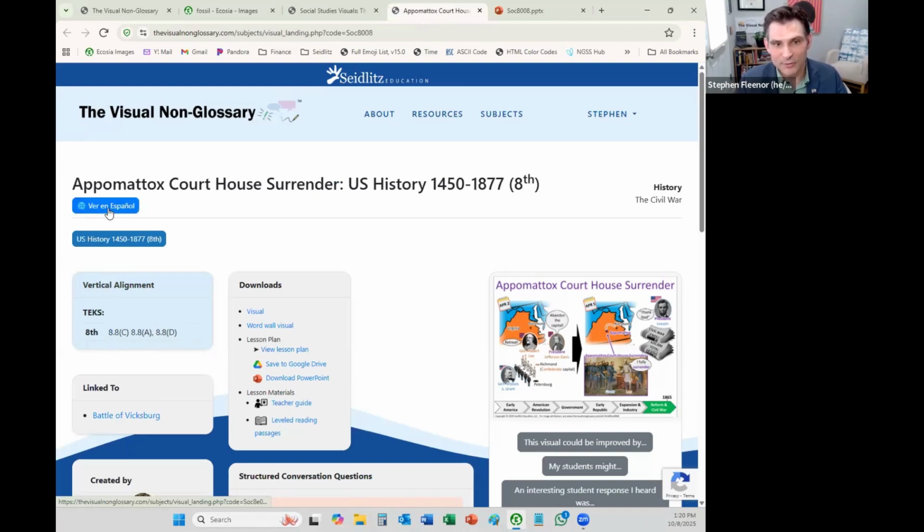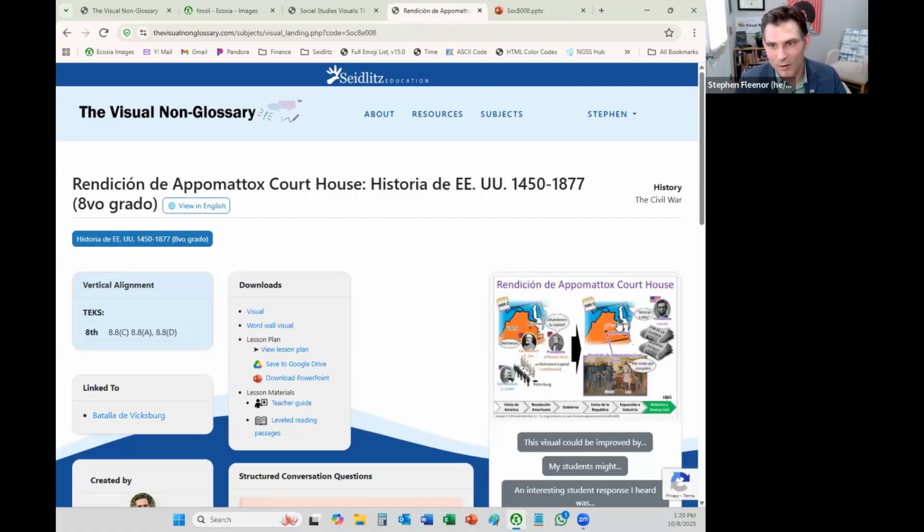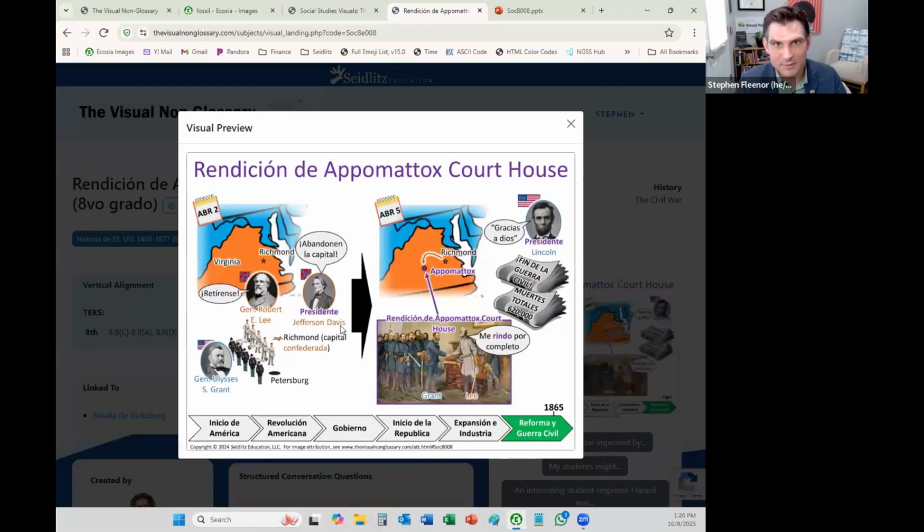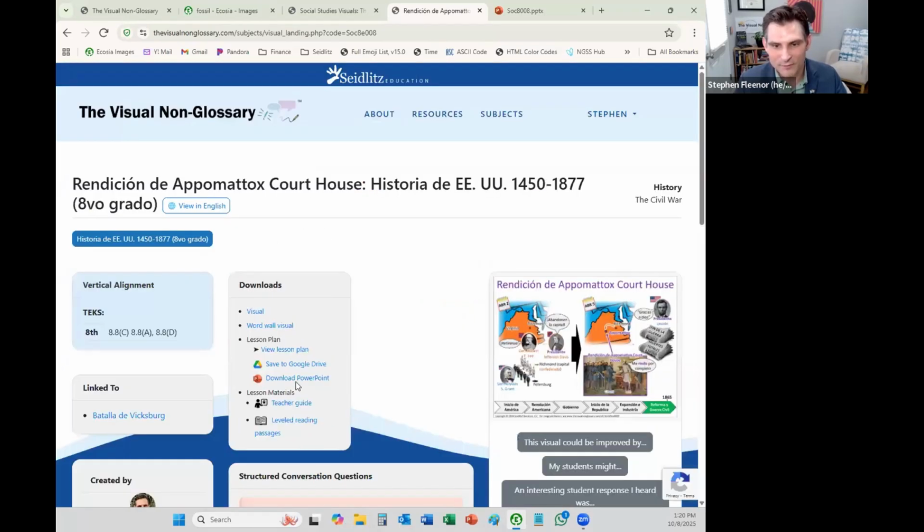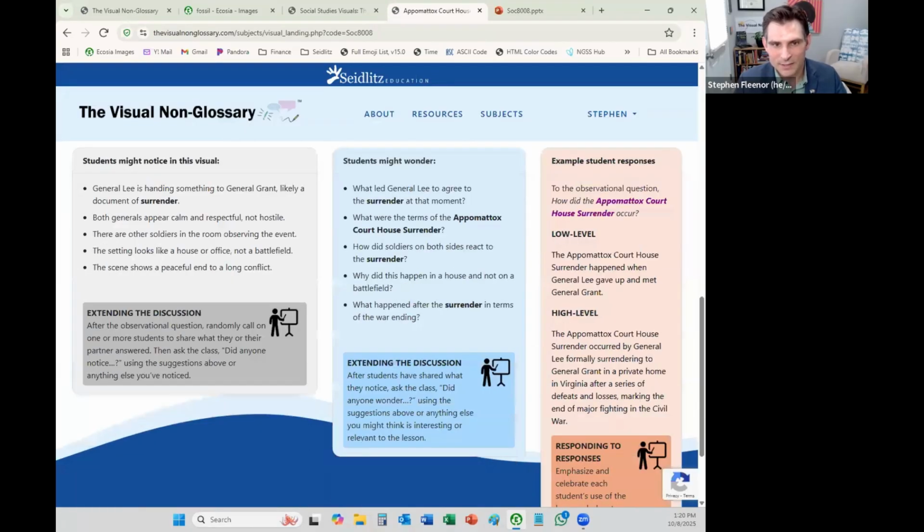What you'll also see is the ability to view all of this content in Spanish. So all of these visuals and all of our lessons are available entirely in English and Spanish. And you'll also notice a lot of other different resources. For example, we'll see a guide for teachers about what students might notice when they're looking at this visual, what students might wonder about, and then example student responses at both a low level as well as a high level based on students looking at the visual.